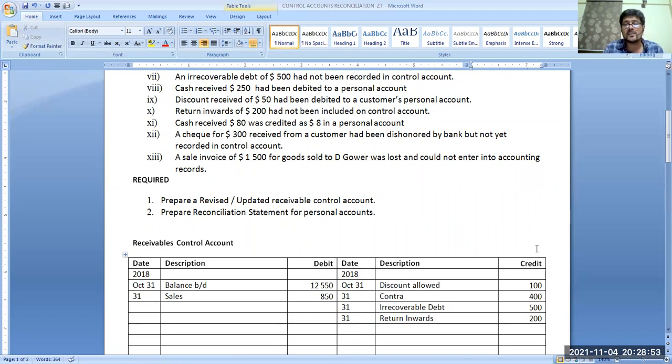Okay. A check of $300 received from a customer has been dishonored. When we receive cash from a customer and we deposit to the bank, what entry do we make? Bank debit, account receivable credit. Now the bank has given back this check because it is bounced, or dishonored by the bank. So we have to reverse the entry. Debit account receivable, credit bank. So we debit account receivable by 300.